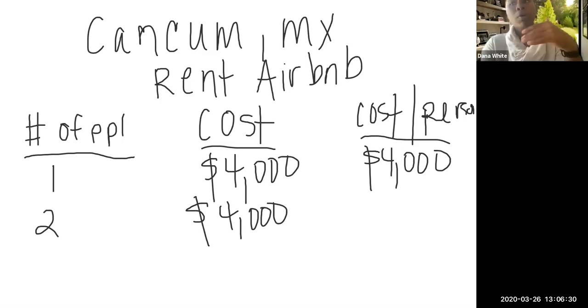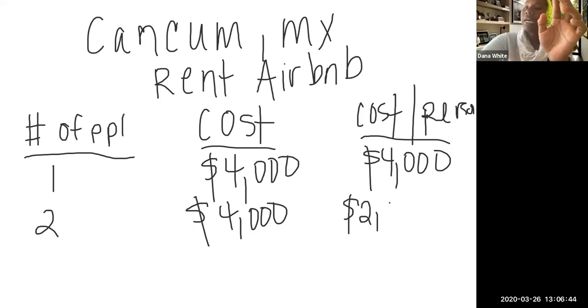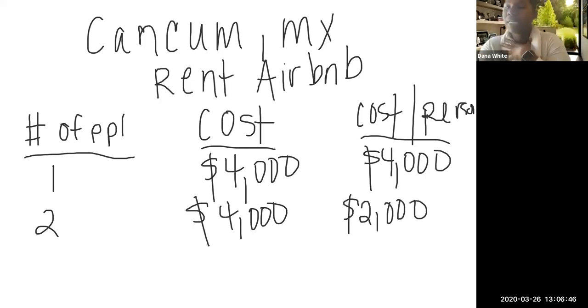Now, the cost per person has effectively decreased, right? Because now it's no longer one person footing the bill for this entire B&B. Now we're going to split the cost. Now, what is the cost per person? It is $2,000 per person, right? I'm going to take $2,000 and whoever else I invited is going to take $2,000.